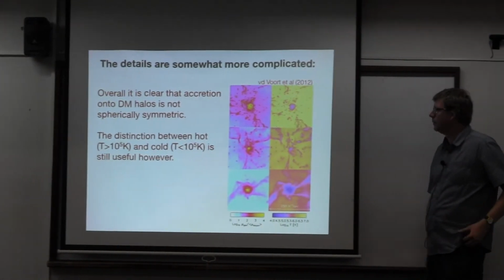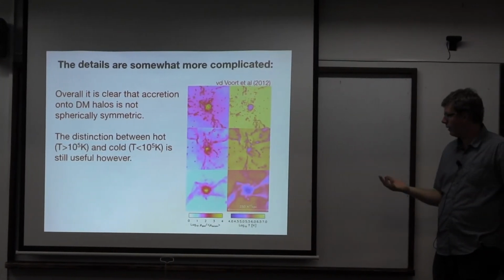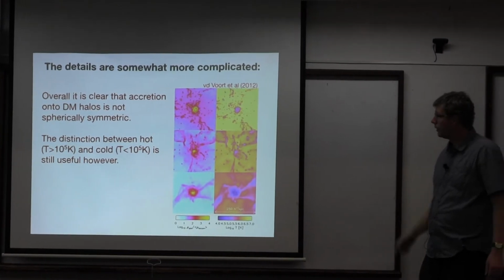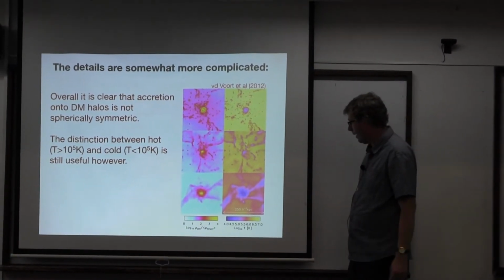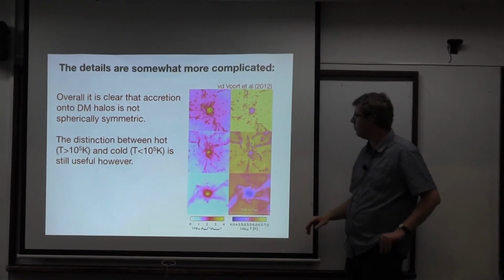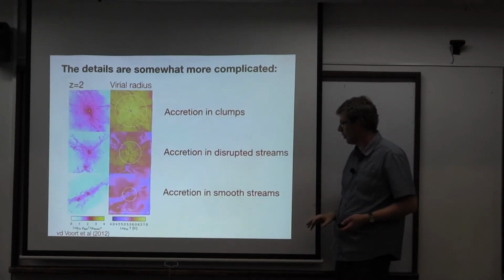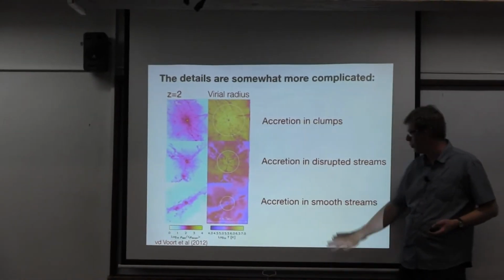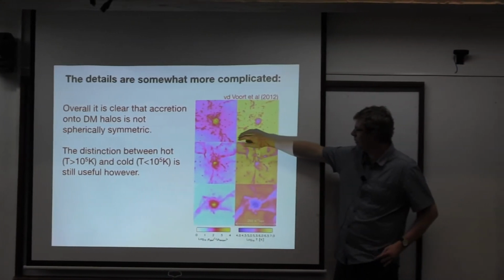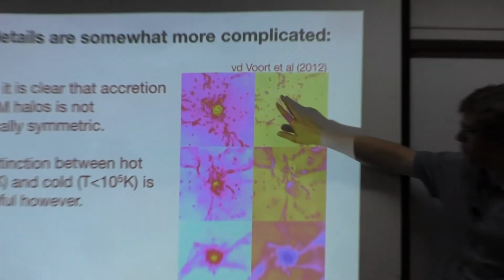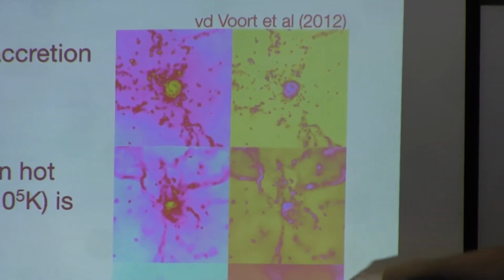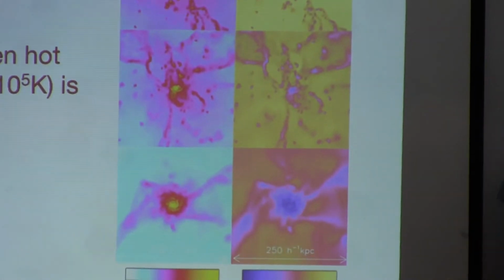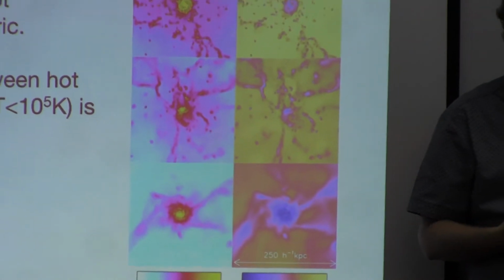If you put feedback effects into it, then things look a little bit, oh no, sorry, I didn't put this feedback picture. This is the zoom of the other one, sorry. It's the same thing, but now zoomed in to within the virial radius. And again, you can see these clumps, disrupted streams, and solid streams. And this is a picture that's quite universal.